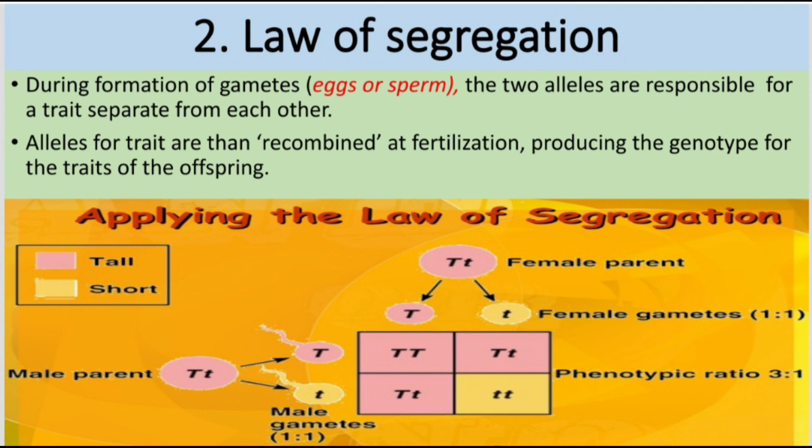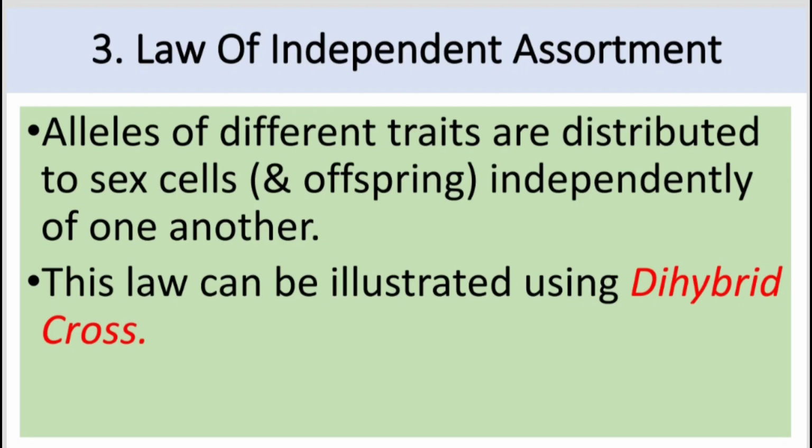Second is the Law of Segregation. During formation of gametes, eggs or sperm, the 2 alleles responsible for a trait separate from each other. Alleles for a trait are then recombined at fertilization, producing the genotype for the traits of the offspring. Here, pink color is for tall and light brown color is for short, and the gametes of the parent will be T and small t. After crossing them, you can see the phenotype ratio, which is 3:1.